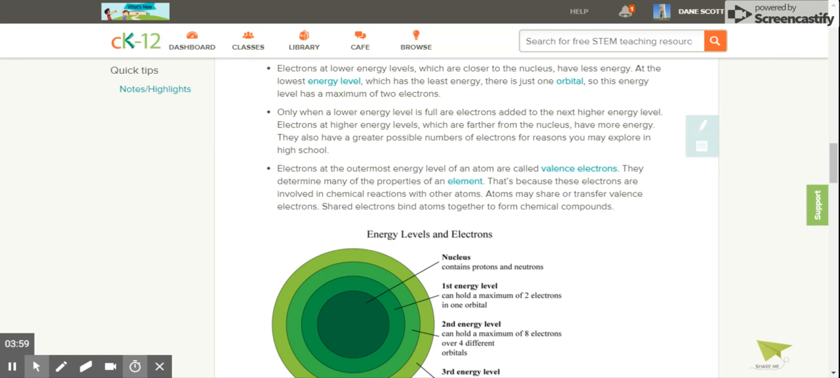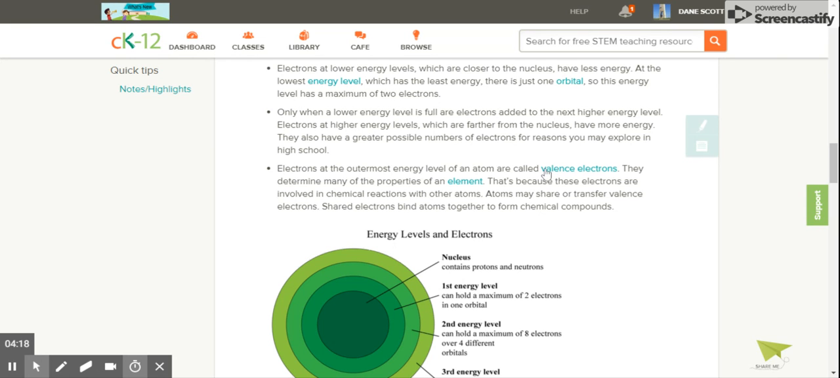Electrons at the outermost energy level of an atom are called valence electrons. They determine many of the properties of an element. That's because these electrons are involved in chemical reactions with other atoms. Atoms may share or transfer valence electrons. Shared electrons bind atoms together to form chemical compounds.